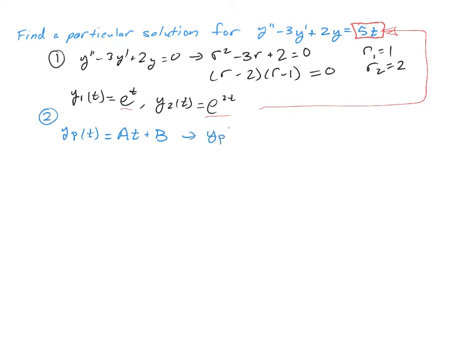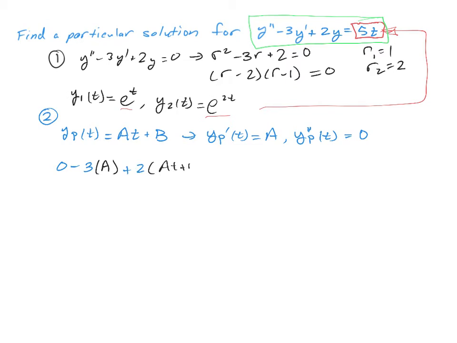So yp prime of t is just a constant a. And the second derivative, of course, is 0, because the derivative of a constant is 0. We now substitute into the original differential equation, which is up here. So in place of the y double prime, we're going to have 0. Then we're going to have minus 3 times the y prime that we found, which was the constant a. And then it's plus 2 times the original yp that we have, which is the at plus b.